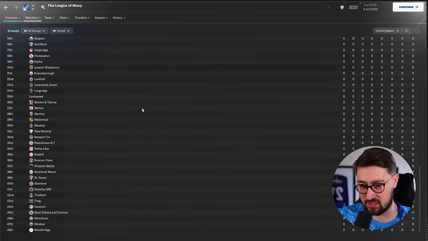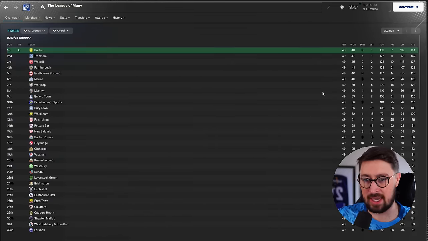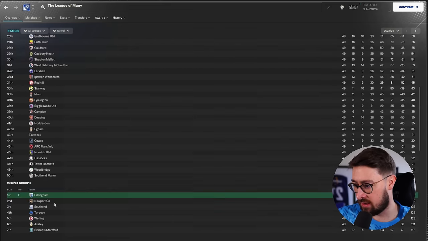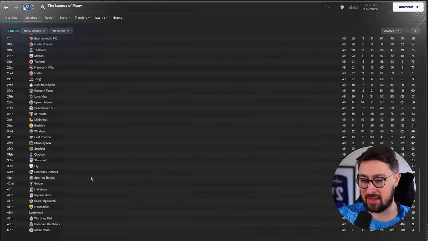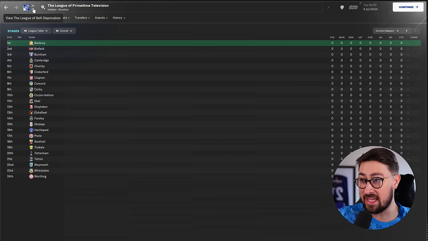You have the League of Many, which is just an enormous league table, or two league tables split into two. Yeah, which has been won by Burton and by Gillingham. Those are 50 teams in each, and then it's two brackets, so 100 games. I assume they play each other in a playoff at the end as well.